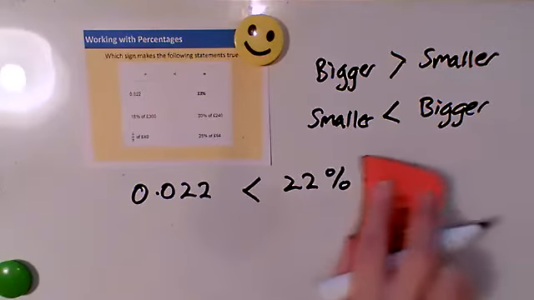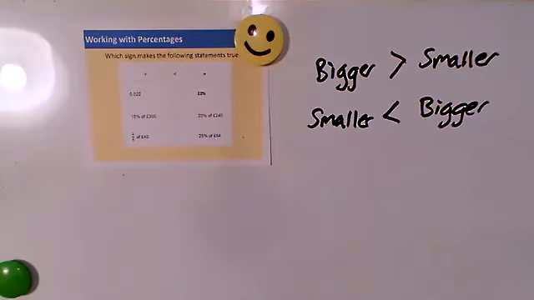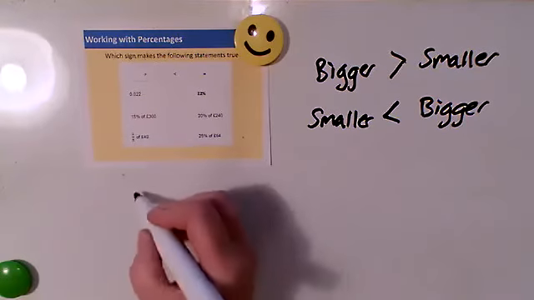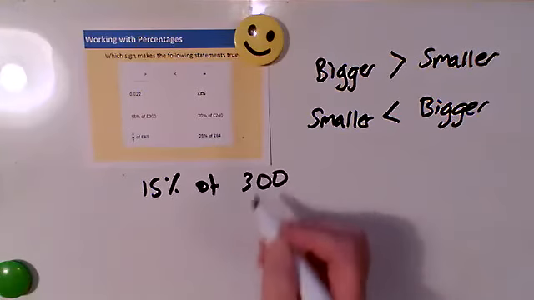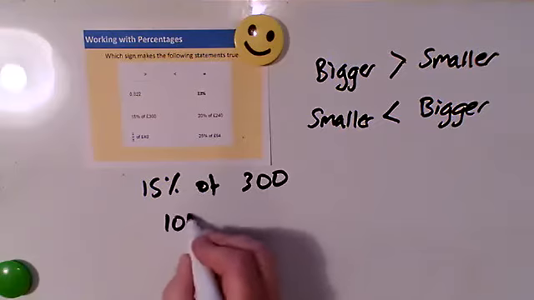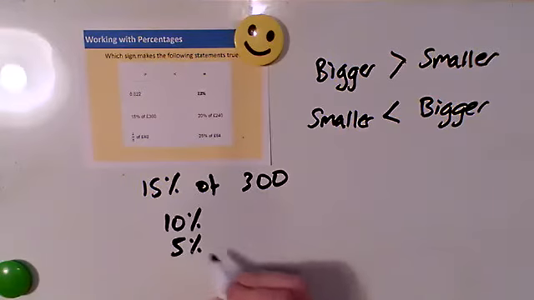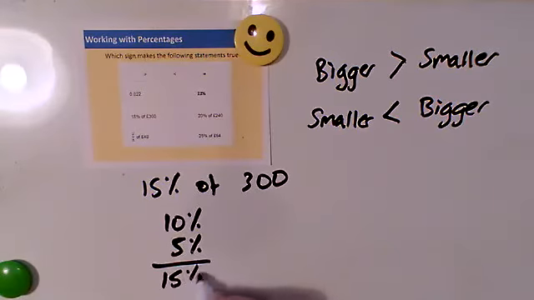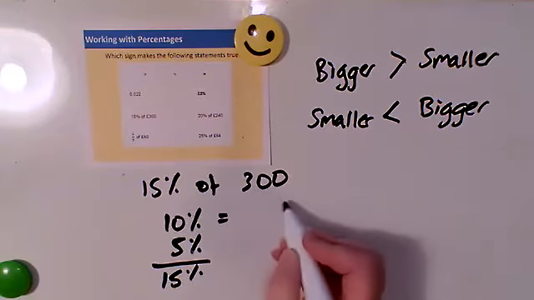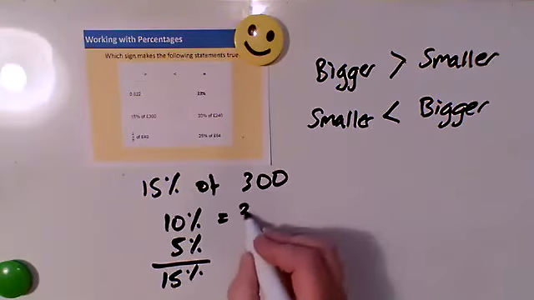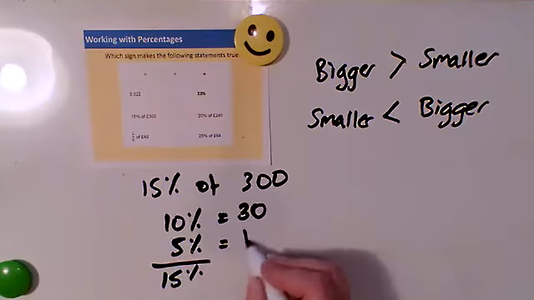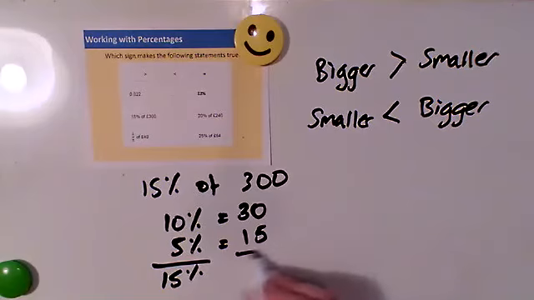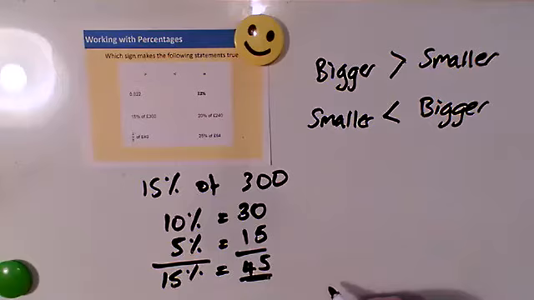The next question is testing whether I can find a percentage of an amount. So 15% of 300, and I think I'll find 10% and then 5%, because I know that will add to 15%. 10% of 300, well, that's dividing by 10, so that'd be 30. 5%, well, that's half of 10%, so that will be half of 30, which is 15. So 15% altogether will be 45.